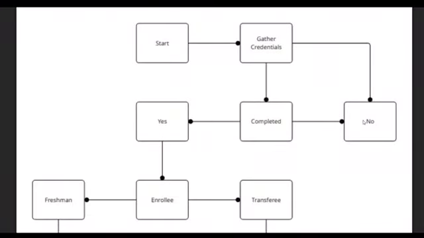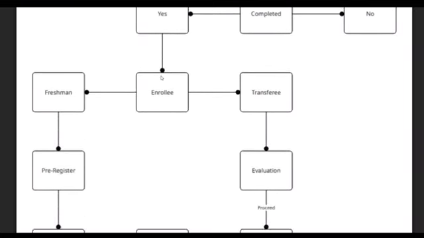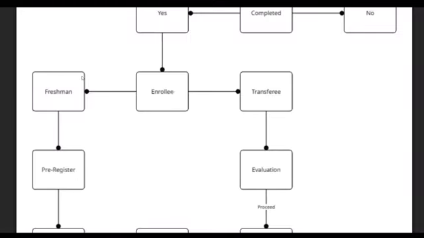So, I'll briefly walk you guys through our flowchart showing the USTP freshman enrollment process. It starts with gathering credentials. If your documents are incomplete, you'll need to go back and complete them first. And once you are ready, you'll proceed to the next step, which is selecting enrollee type.